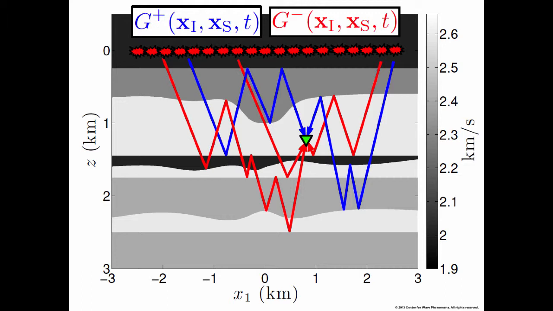The blue one, indicated by G+, is what we call the downgoing wavefield. As you can see, this wavefield is not only going down, it's going up and down. What we mean by downgoing is that when it reaches the image point, indicated by the red triangle, at that point it is downgoing. The same reasoning applies to the upgoing wavefield indicated by G-. Here in red it is upgoing because when it reaches the focusing location, indicated by the green triangle, it is upgoing at that location.